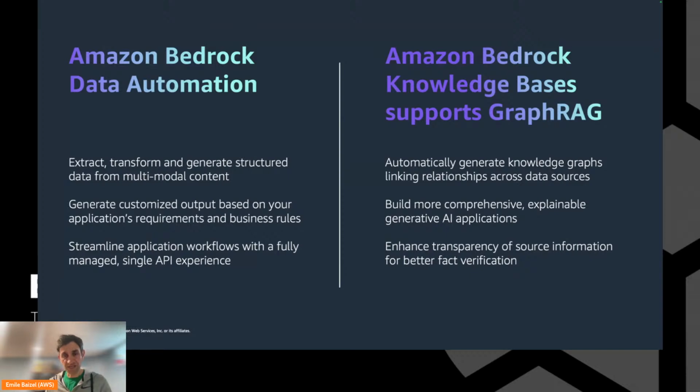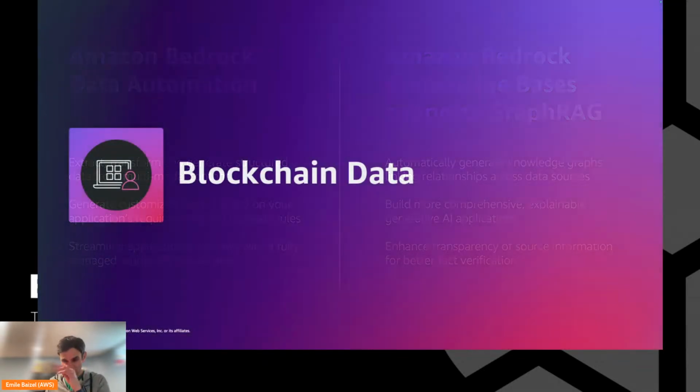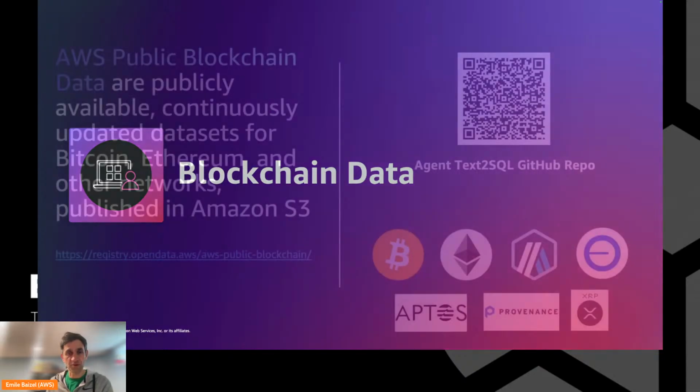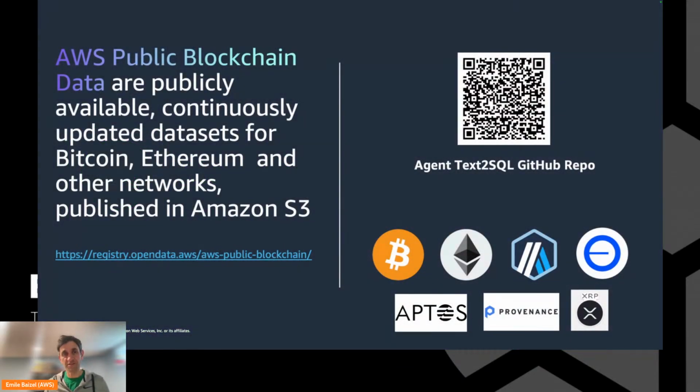Okay, so that's all 3 things from Bedrock. We had the inference, we had agents, and we had knowledge bases. I'm going to touch on one more thing here, just because I think it could be relevant. This is not part of Bedrock, but it is part of AWS. It's our AWS public blockchain data. And these are publicly available free data sets from 7 different blockchain networks. And we're actively working to add many more to this set.